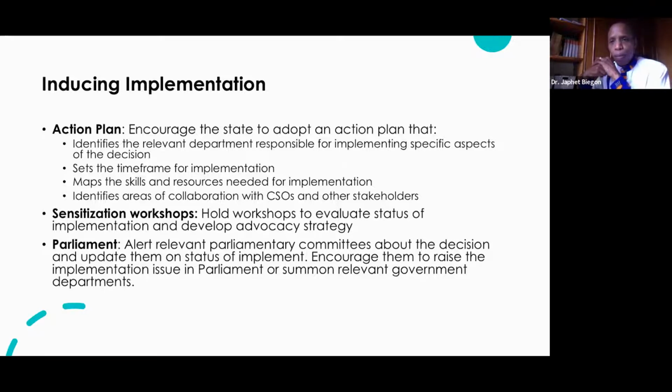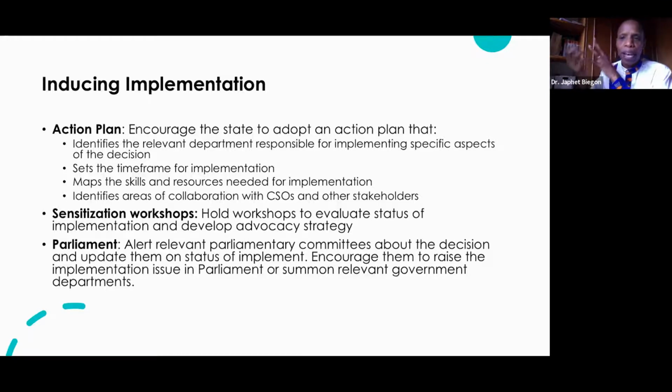And the action plan can do 4 things. One is to identify the relevant departments responsible for implementing the specific decision. And then 2 is to set the time frame for implementation, taking into account the time that it has been given by the court or the commission. So in the case of the commission, that will be 180 days.